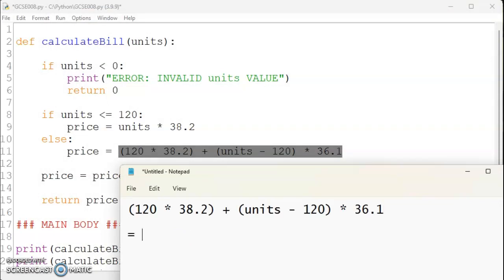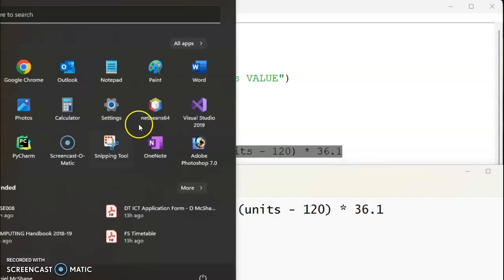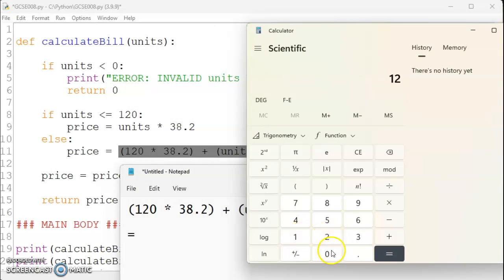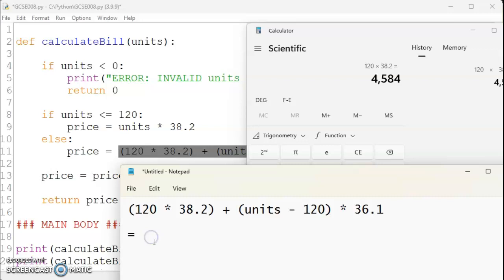So let's do that. What we can do first is use our calculator again. So let's call up the on-screen calculator to help us here. And we could say, let's take 120 and multiply it by 38.2 in order to give us the value of that. And it's 4,584. So instead of writing this part of the expression, we'll write 4,584. Then we will add, and this time we've got a set of brackets that we can expand.